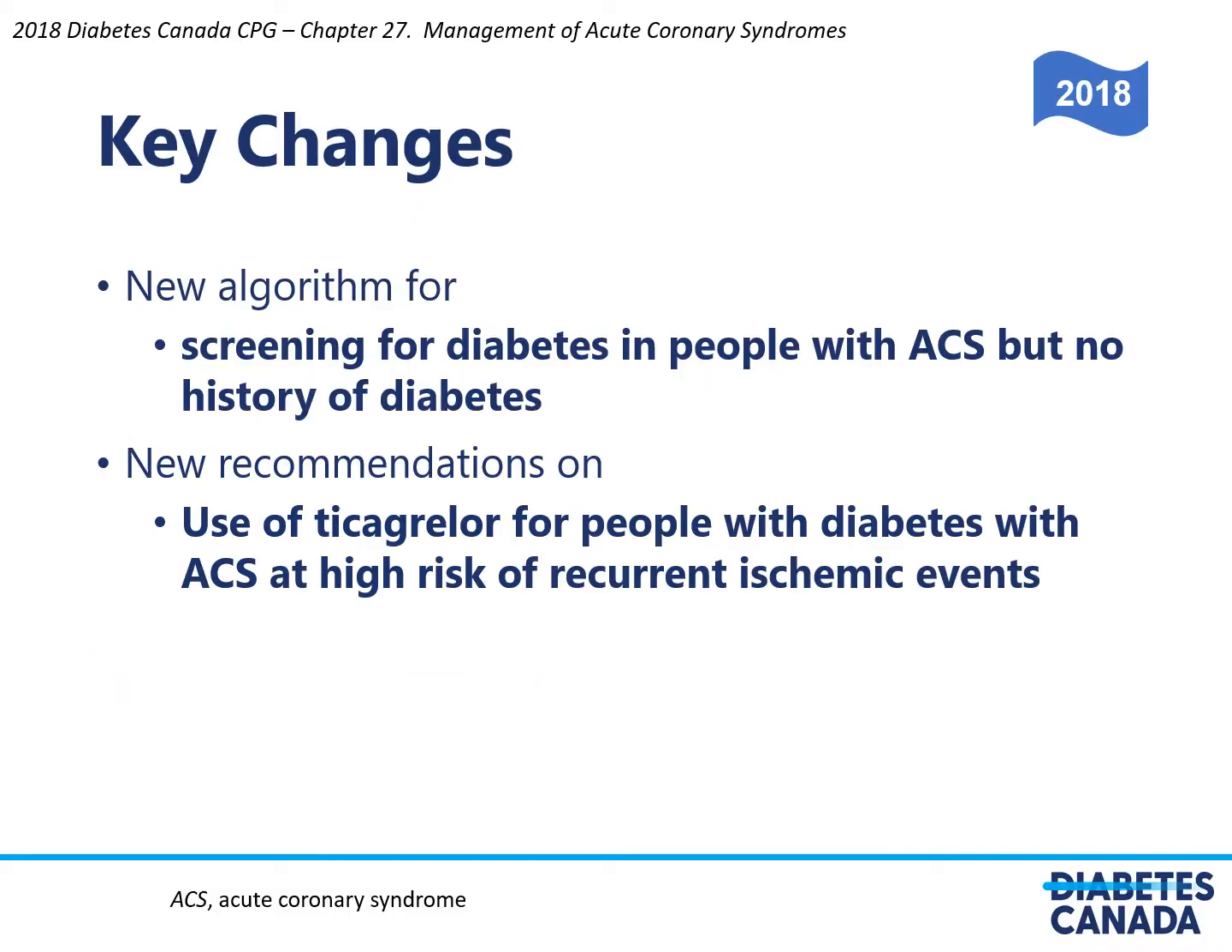Key changes in this chapter for 2018 include a new algorithm for screening for diabetes in people with acute coronary syndrome but no history of diabetes. In addition, there are new recommendations on the use of Ticagrelor for people with diabetes with ACS at high risk of recurrent ischemic events.